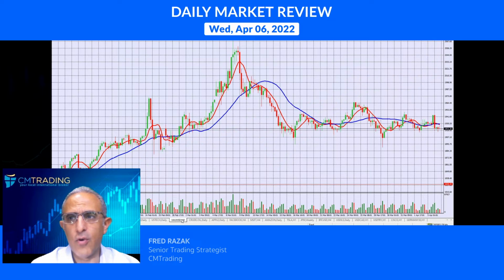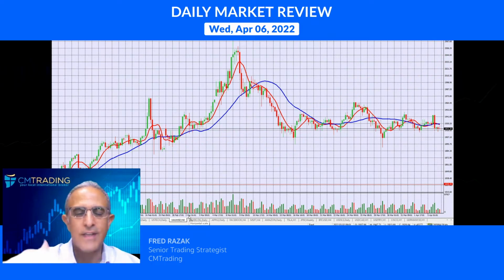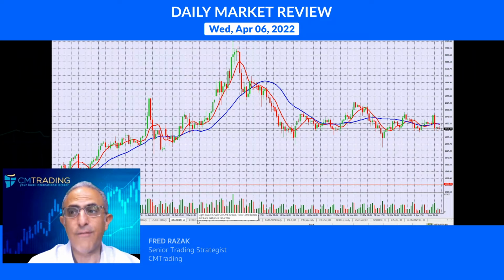and if it doesn't, we may see it break out further lower. Now looking at gold, look at that, just doing nothing, hanging around 1921. Unless it breaks 1941 or 1900, it's not going anywhere, okay? It's just trading within a very tight range.